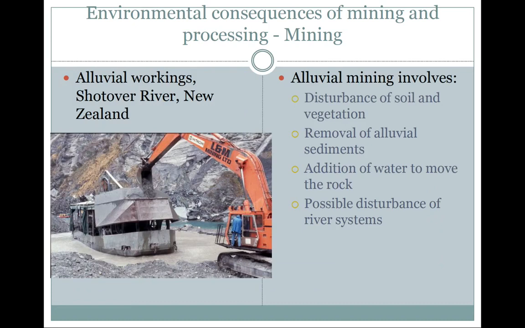Another kind might be alluvial workings. Here's the Shotover River in New Zealand near Queenstown. We've got barges and picking up of aggregate. So we're disturbing the soil and the vegetation. There's limited vegetation here. We could be influencing the nature of the river and its behaviour, so it might change its pattern, it might reduce its energy, which then has wider knock-on effects to the ecosystem that we have to be wary of.